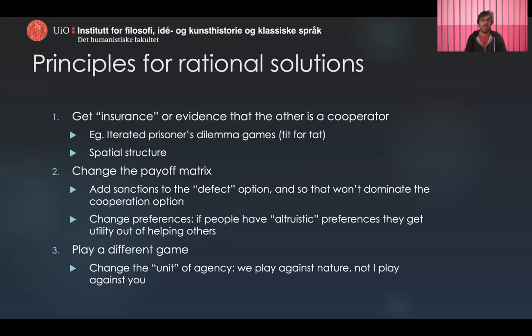Okay. Now let's look at the rational question. How can it be rational to solve collective action problems? Okay. I want to look at 3 types of strategies here.